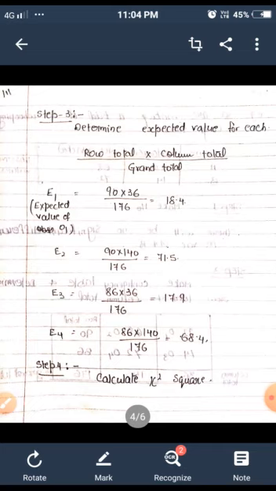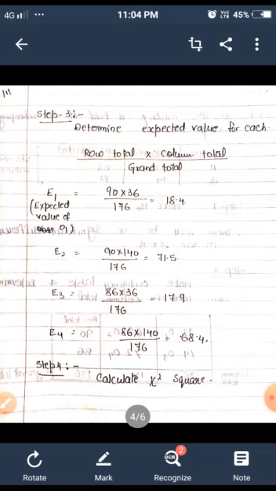So step number 3, we need to determine the expected value for each. And what was the formula for that? Row total into column total divided by the grand total, or you can say the sample total. So we need to find out the expected value for each.